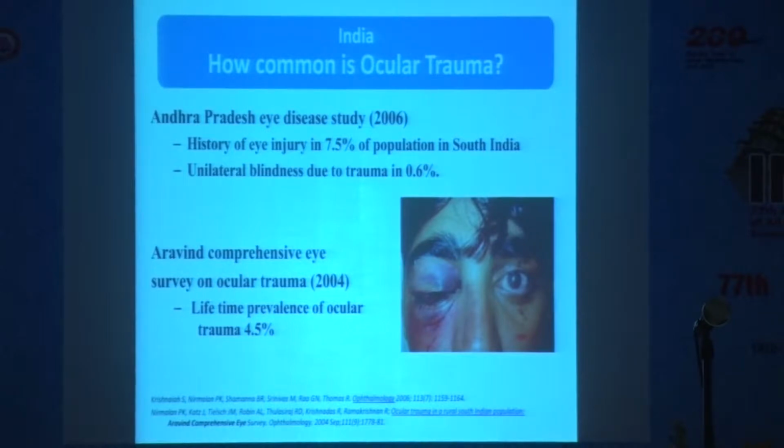There are 2 major studies. One is the Andhra Pradesh Eye Disease Study and the Aravind Comprehensive Eye Survey, where they talk about injuries being present in 7.5% of the population in this survey of South India, and unilateral blindness due to trauma in 0.6%, which is a huge figure. Then the Aravind study also says that the lifetime prevalence of ocular trauma of significance is almost 1 in every 20 persons.